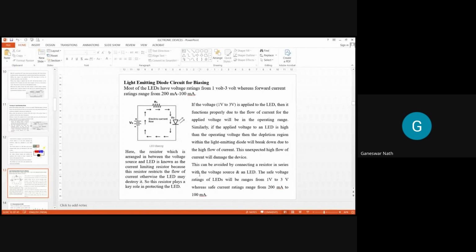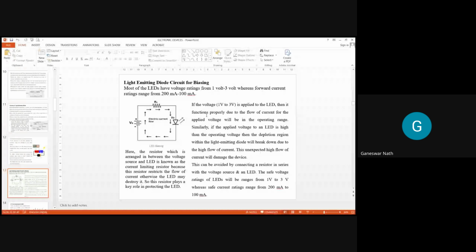Just the same light emitting diode, I'm just using a circuit and how it gets biased, that I have mentioned here. You can see most LEDs have a voltage rating from 1 volt to 3 volt maximum. That is why LEDs are used in most circuit designs and also for decoration purposes, because they work only from 1 volt to 3 volt, with a current rating from 200 milliampere to 100 milliampere. That is why most circuits and most decoration are done with LED lights.